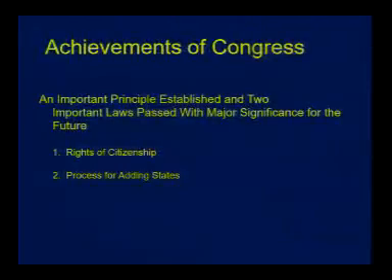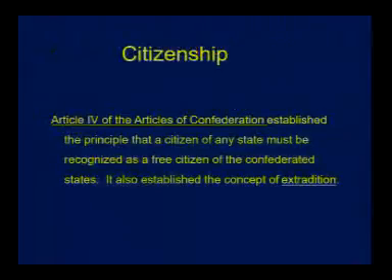A couple of good things that the Continental Congress was able to agree on concern, and don't write this stuff down, next slide I'll give it to you, it'll make sense, rights of citizenship and how we're going to expand, how we're going to grow. How do we add new states? The first thing, you can write this down if you want, Article 4 of the Articles of Confederation basically puts forth the principle: if you're a citizen of any one of the states in this union, then you're a citizen of all of the union.